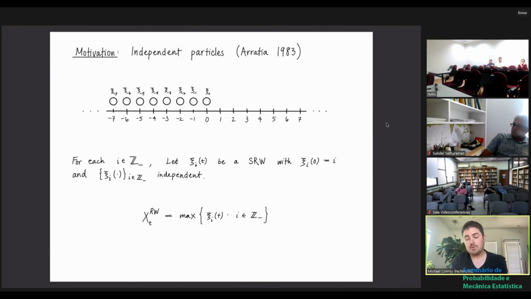Now we place a continuous time simple random walk at every non-positive integer. All these are independent, and we can look at the maximum. So this is not a tagged particle because as independent particles, they can get all mixed up. And we're going to look at the front of the particles as they're spreading to the right.